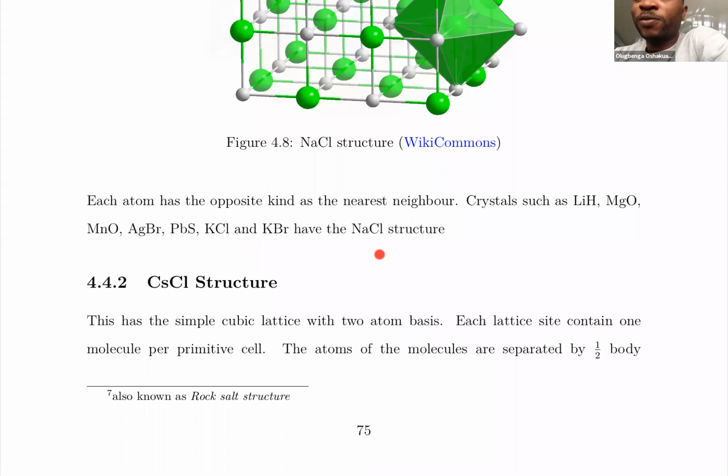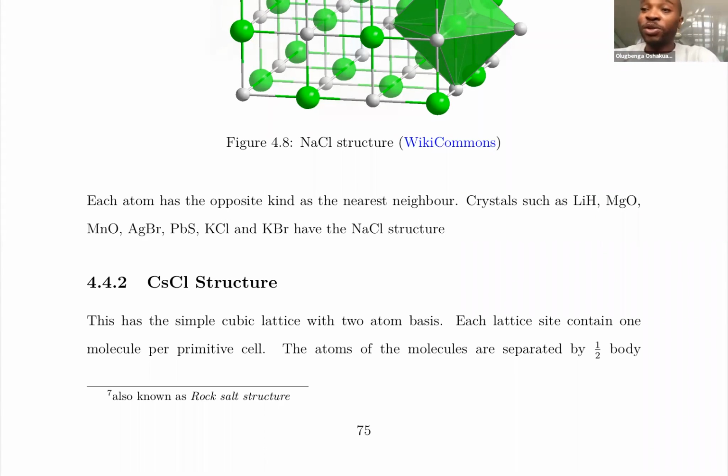So in the case of, let's say, potassium bromide, for instance, where we have sodium, it will be potassium, and where we have chlorine, it will be bromine. But the name is sodium chloride structure because sodium chloride is the most popular of them all.